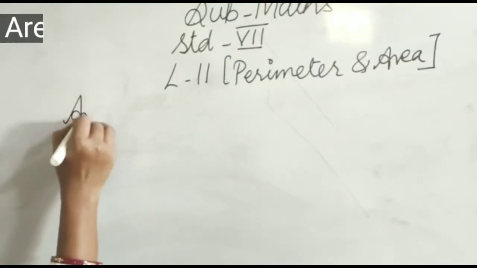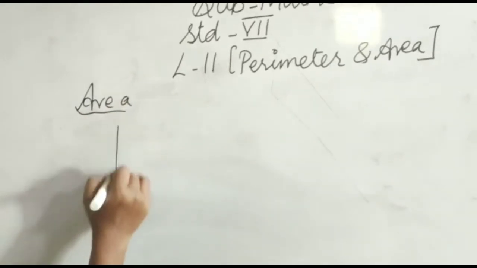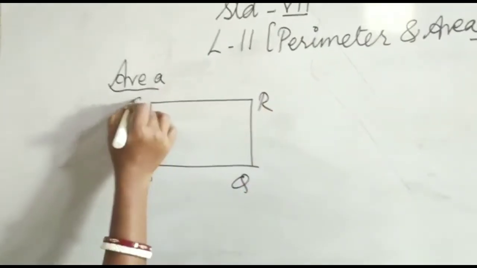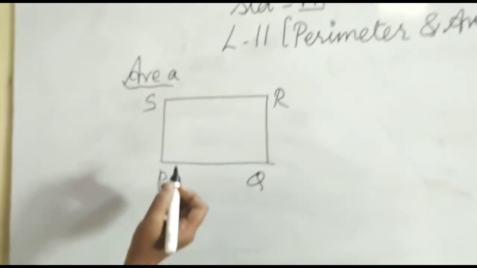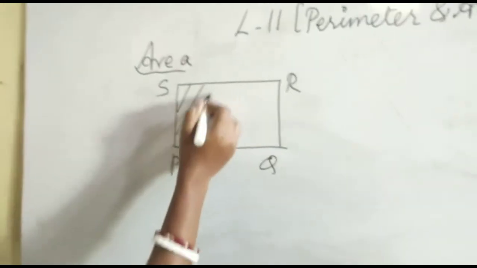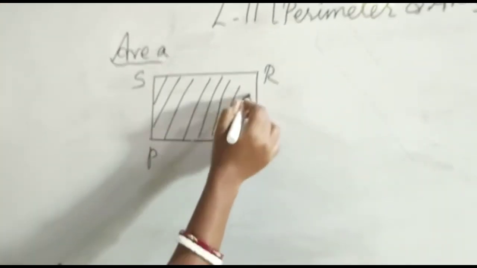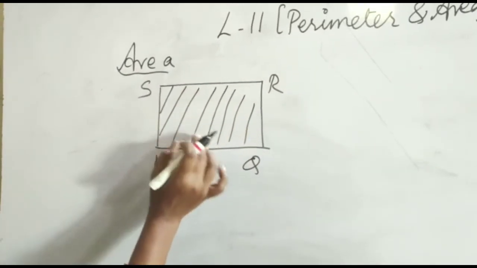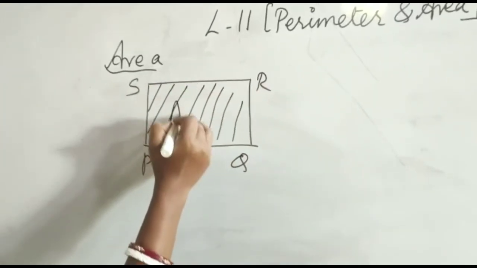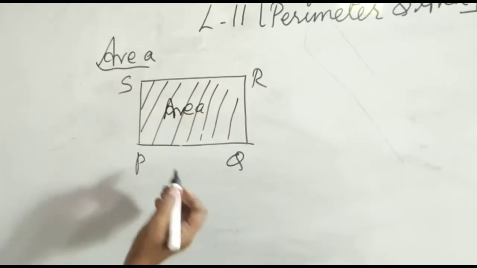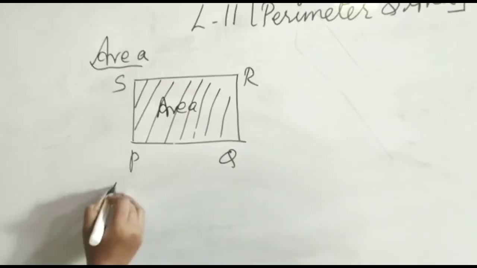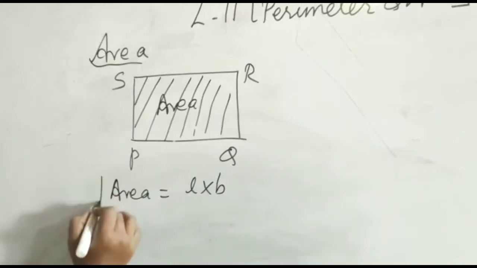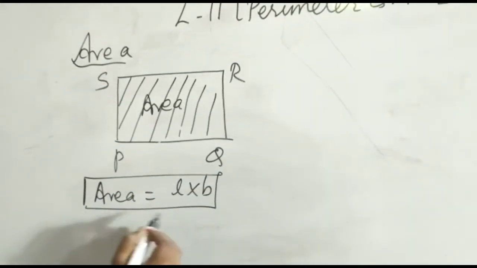Now I am going to teach you area. Let us consider this figure P, Q, R and S. What is meant by area? Area is nothing but the 2D space which is enclosed within the perimeter. That means the space or the region which is surrounded by the perimeter. This is called the area. So the formula for the area of a rectangle is area equals L into B. This is the formula for the area of a rectangle.